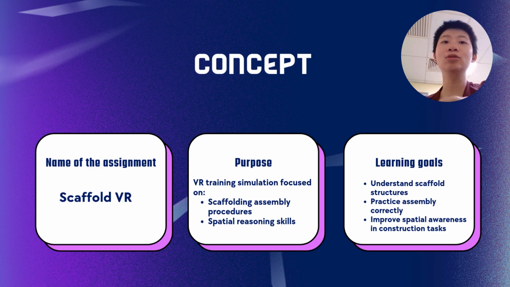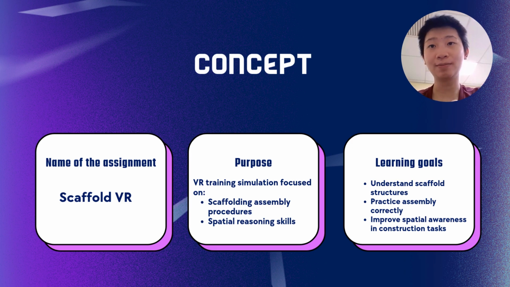The key learning goals of this assignment are to help users correctly identify scaffold parts such as budget, legend, standards, and bracing. Second goal is to allow users to practice scaffold assembly procedures repeatedly until they are familiar with the sequence and part placement. The last goal is to improve the user's spatial awareness, which is essential in real construction work as scaffold assembly requires understanding of distance, angle, and part alignment.